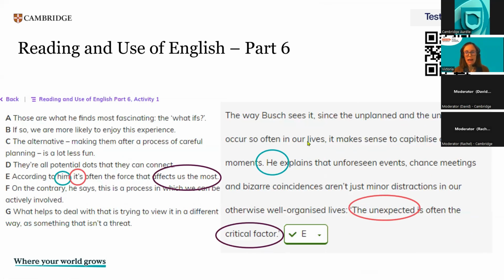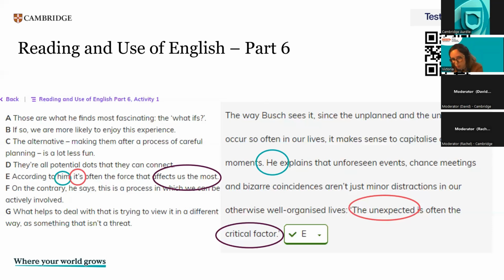Okay, and we're going to try to identify words that could connect this sentence with our paragraph. Right, so we've got here the use of he, here we've got him, it's, which could be referring to the unexpected, affects us the most, which could be a way of saying critical factor, right? So these are the clues, the hints that the text is giving us to tell us this is the correct option.